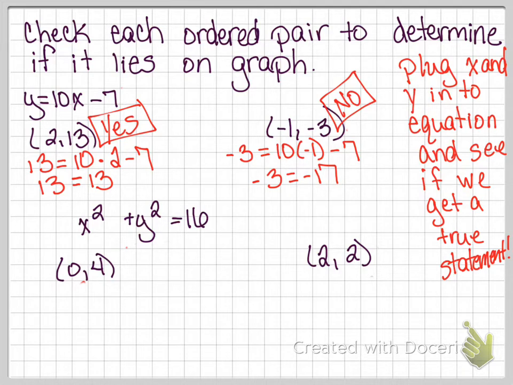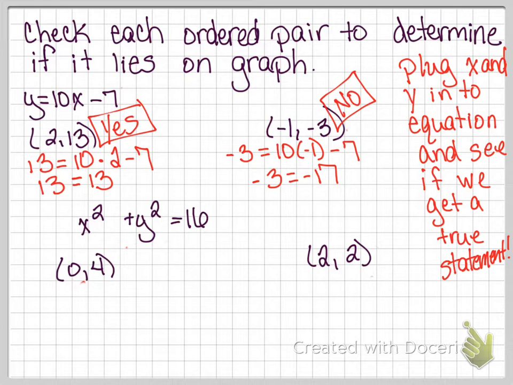Now, we are kind of used to doing that with lines. We've done it before with lines. X squared plus y squared equals 16 is a circle. And we're going to talk a lot about a circle in a few minutes. But I'm just telling you, x squared plus y squared equals 16 is a circle. It's a pretty basic circle. The center is at the origin. I want to know if my point 0, 4 is on that graph.